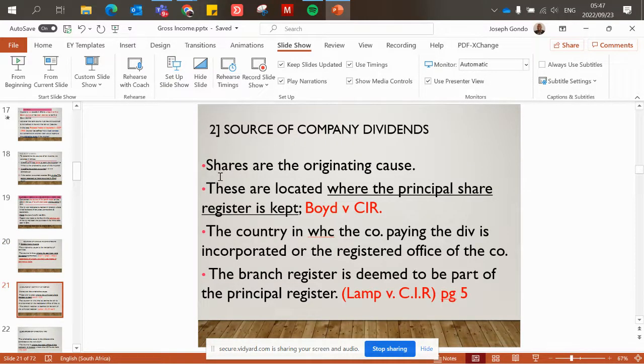Let's talk about the source of company dividends. The originating cause is the shares, of course, and it is where the share register is kept, according to Boyd versus CIR. The country in which the company paying the dividends is incorporated, or the registered office of the company, is normally where the share register is kept. The branch register is deemed to be part of the principal register, according to Lem versus CIR.